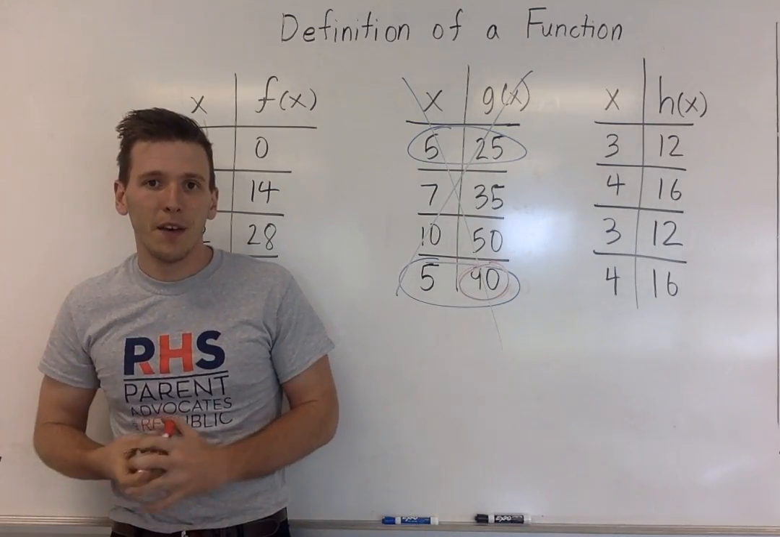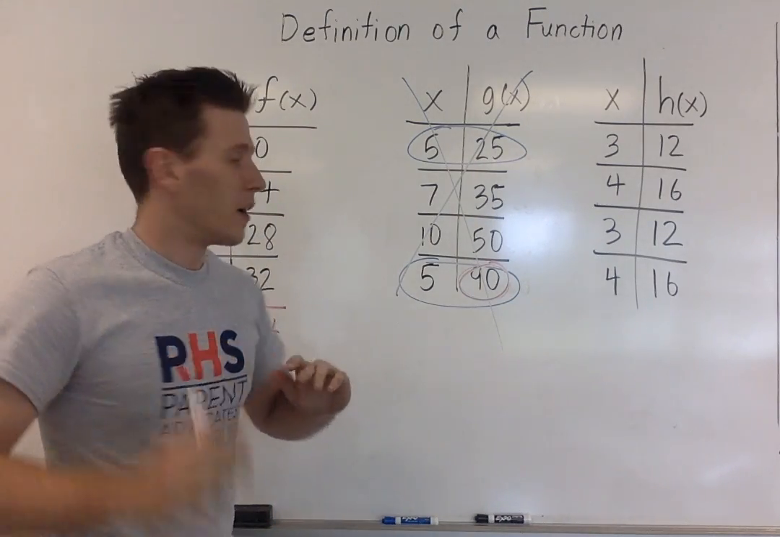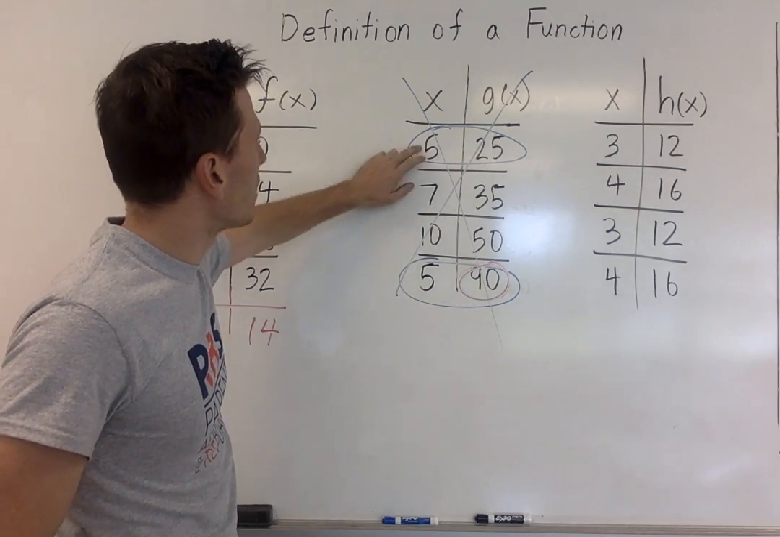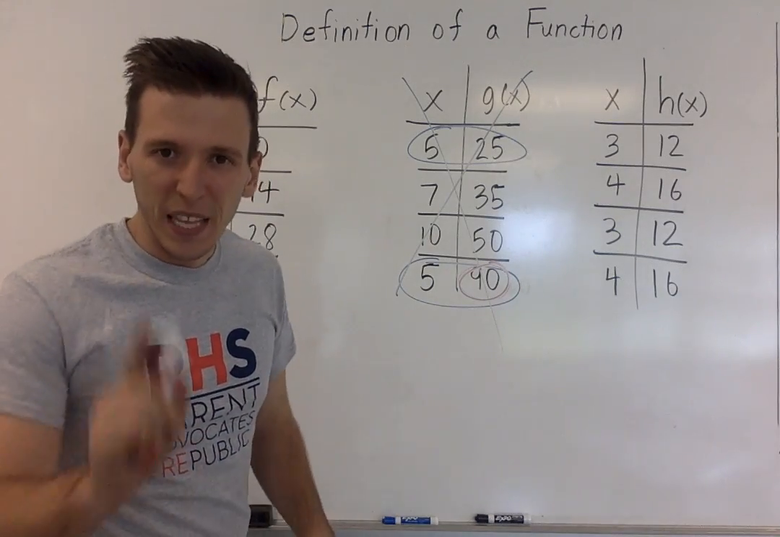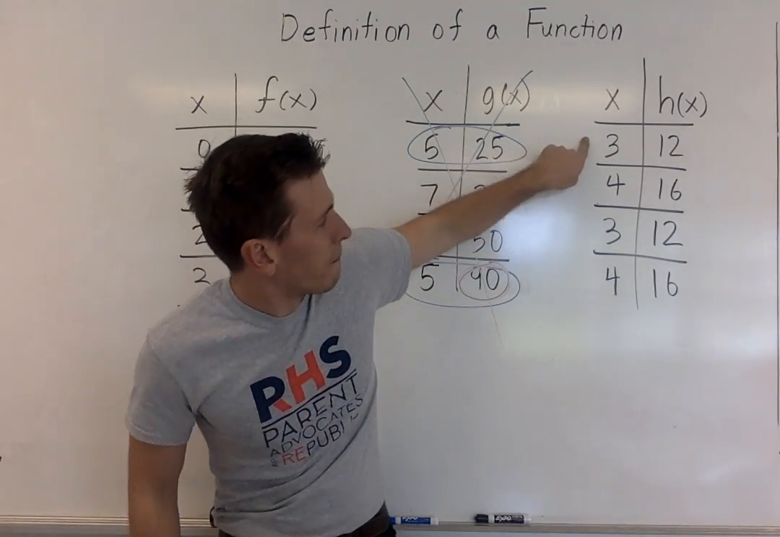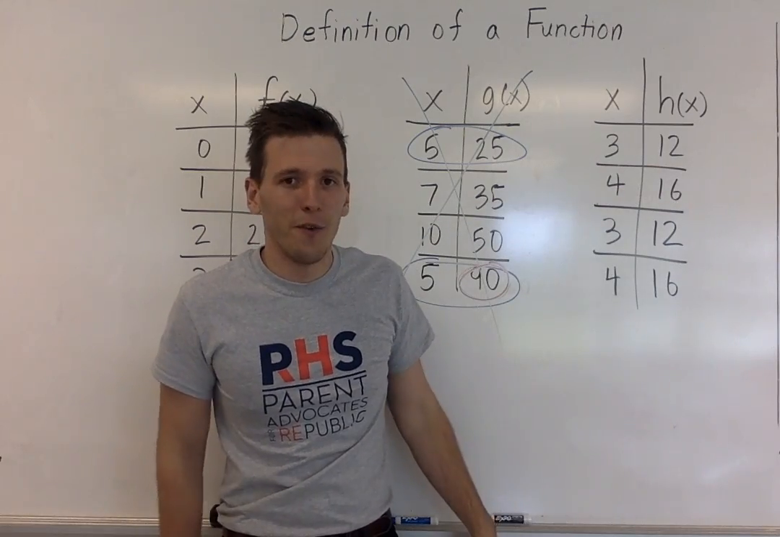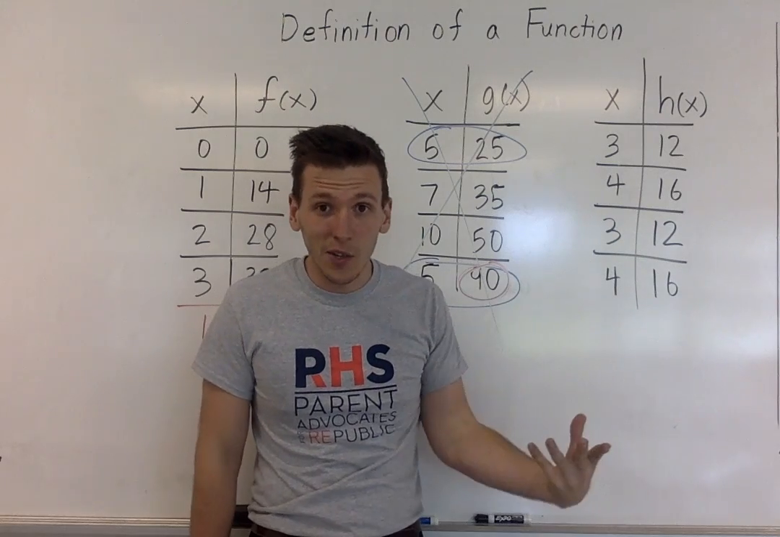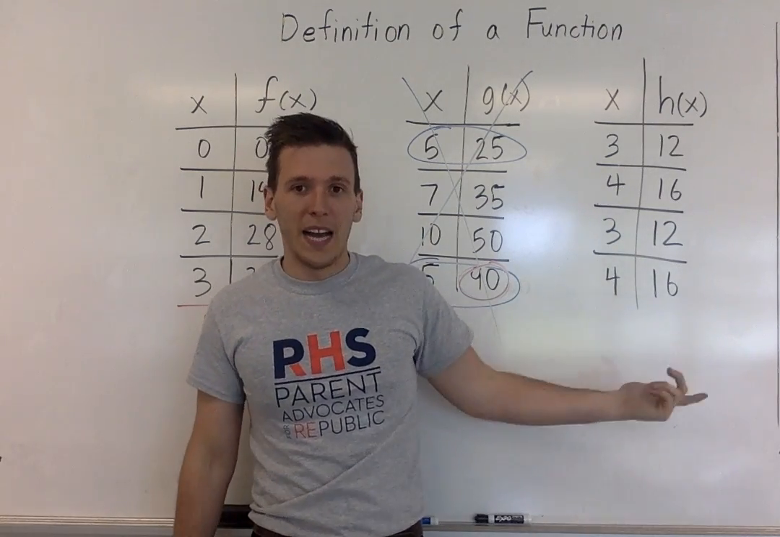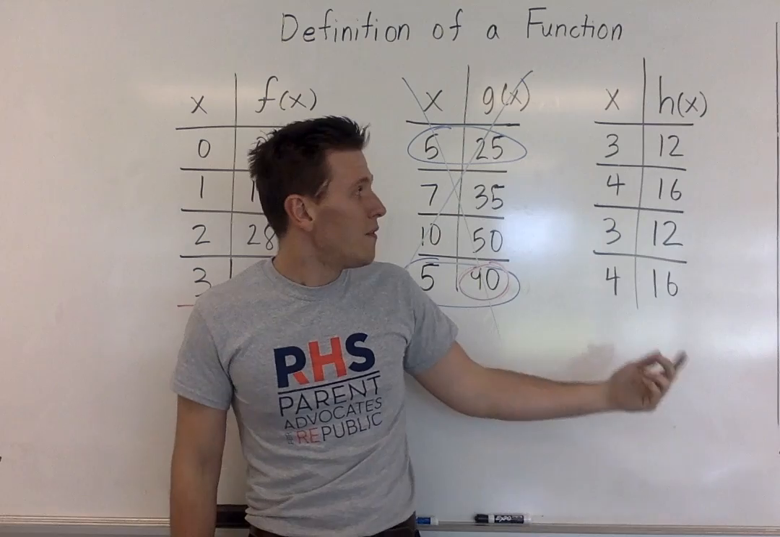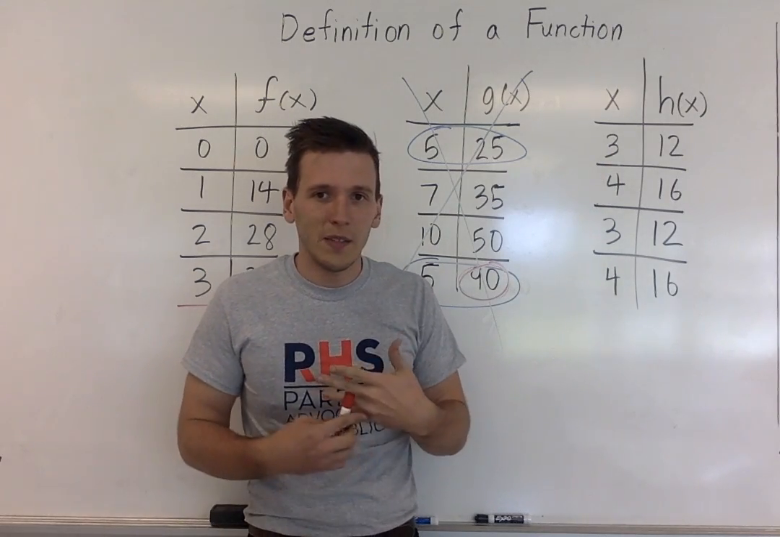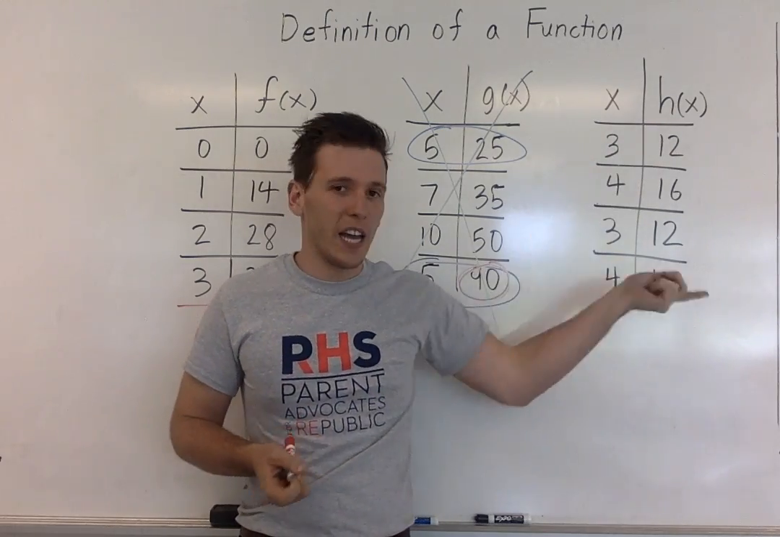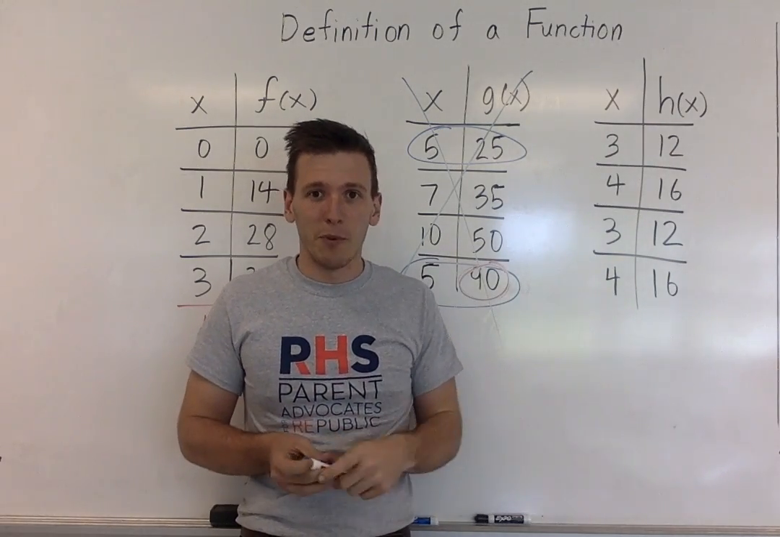One of the things that students will do here is they will just look at the x values and be like, okay, 5, 7, 10, and then they see that it's duplicated. Oh, 2 5s? Not a function. That's not actually true. Check out this one right here. When I plug in 3, I get out 12. When I plug in 4, I get out 16. When I plug in 3 again, I still get out 12. And when I plug in 4, I still get out 16. So even though I've got 3 listed twice, this one actually still is a function because 3 reliably outputs 12 and 4 reliably outputs 16.